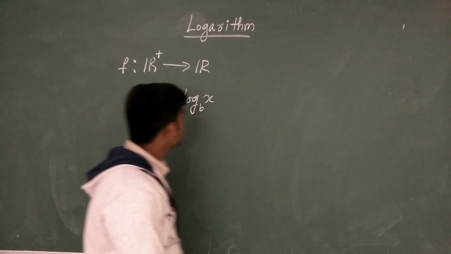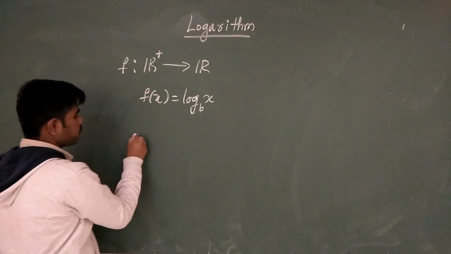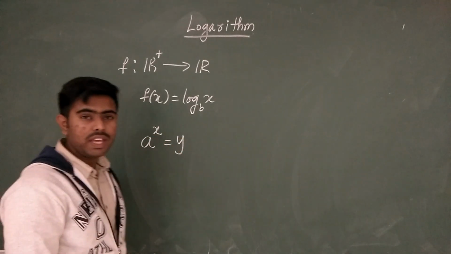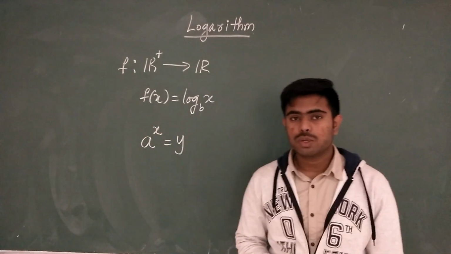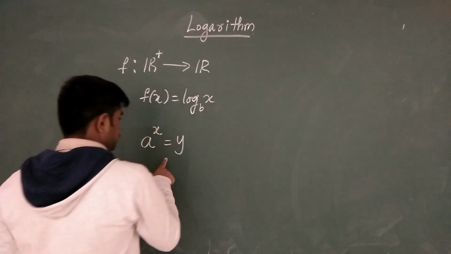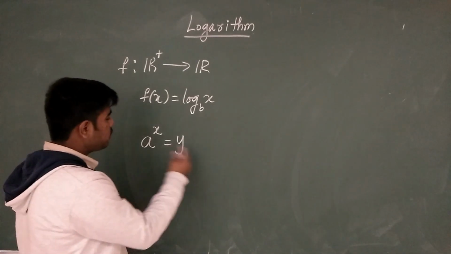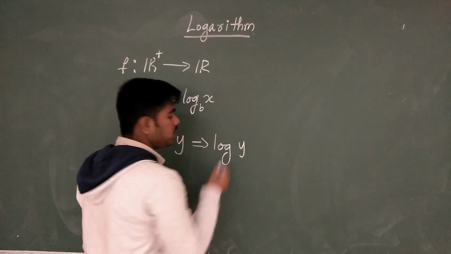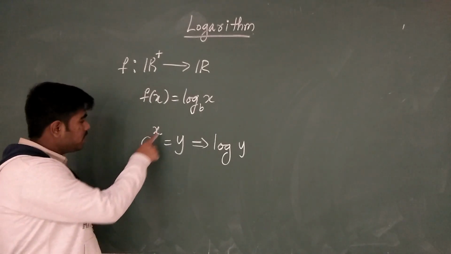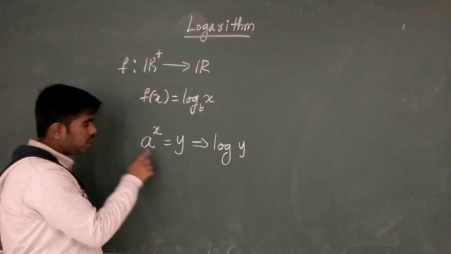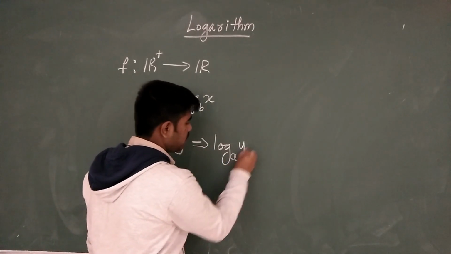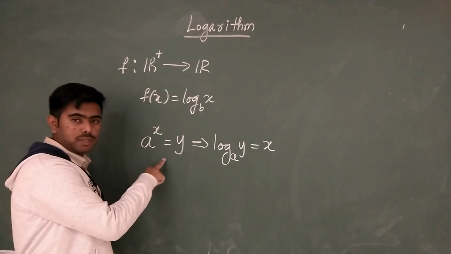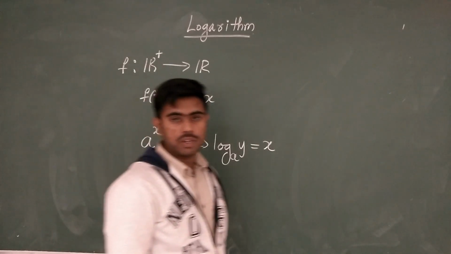I will explain. Let us say a raised to x is equal to y. Corresponding to this, what will be the logarithmic function? This implies log of y to the base a. Here the base of this exponent is a, so log y to the base a is equal to x. This is the relation between an exponential function and a logarithmic function.